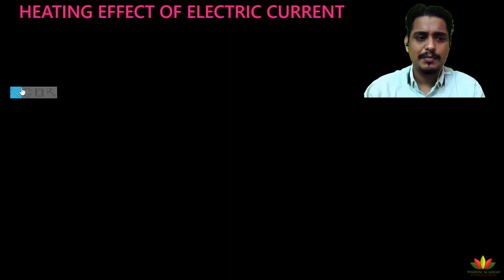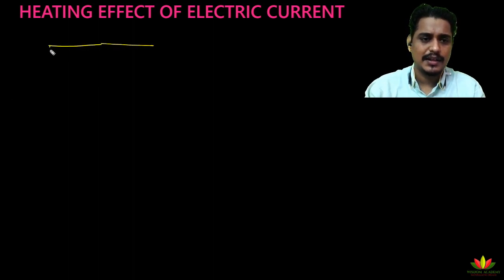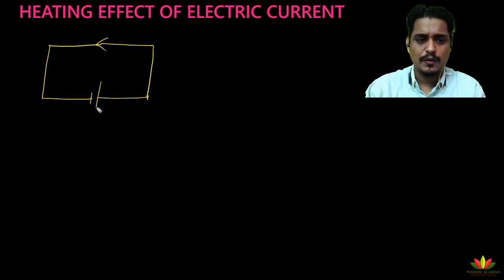So suppose I'm making a basic circuit in which I have current passing through a conductor like this. So when the current is passing from the positive terminal to the negative terminal, then it heats the conductor. Why does it heat the conductor? Because whenever there is a potential difference applied across any conductor, the electrons come into motion. That we have already seen when we were discussing drift velocity.